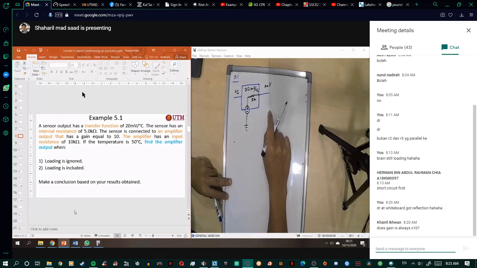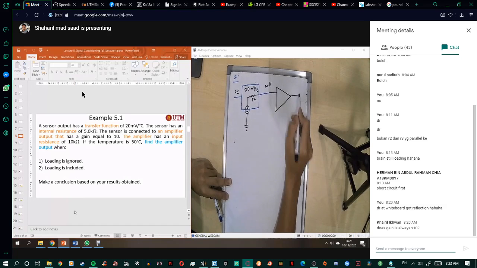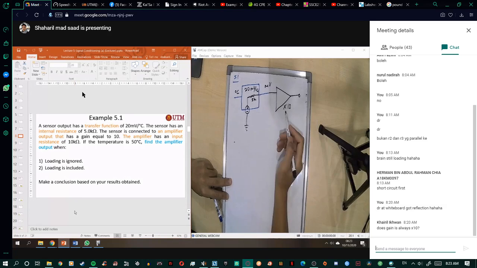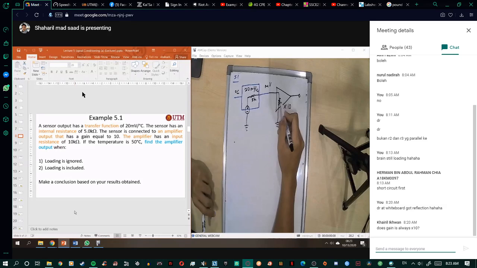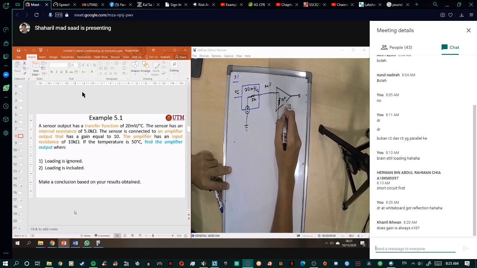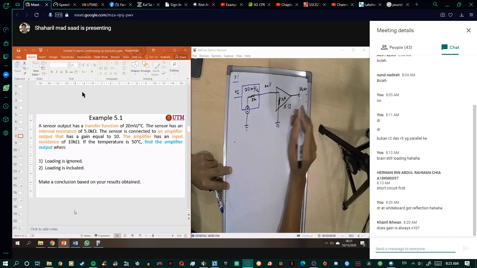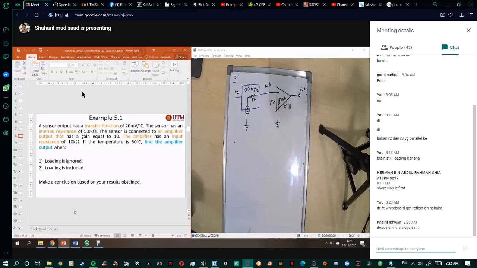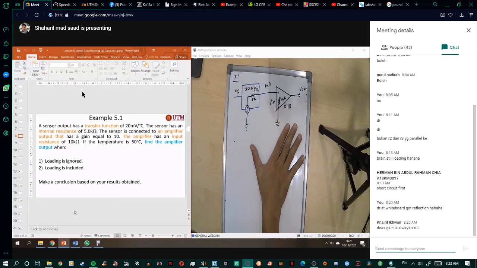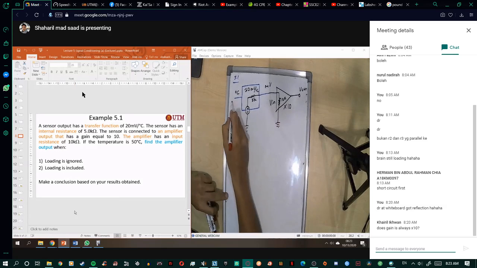Then it is connected to the amplifier that has gain. Now it's connected to the amplifier, and it has gain 10. And then it has the input resistance, 10 kilo ohm here. So this is your V out and this is your V in. Okay, so this is the information that we got from the question.